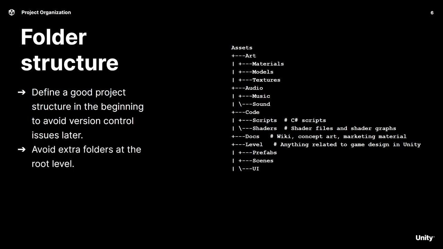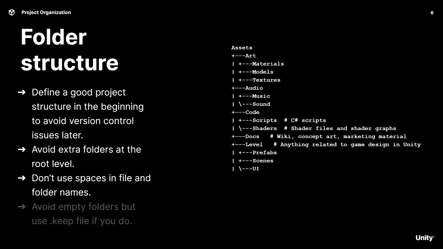Don't create additional folders at the project's root level unless it's absolutely necessary. In general, you want to store all your content files within the asset folders whenever it's possible. You also want to avoid spaces in the final folder name. Instead, consider using camel case notation as an alternative for spaces. And finally, you want to avoid creating empty folders, as they can create issues in some version control systems. If you need them, do remember to use a .keep file inside that empty folder.